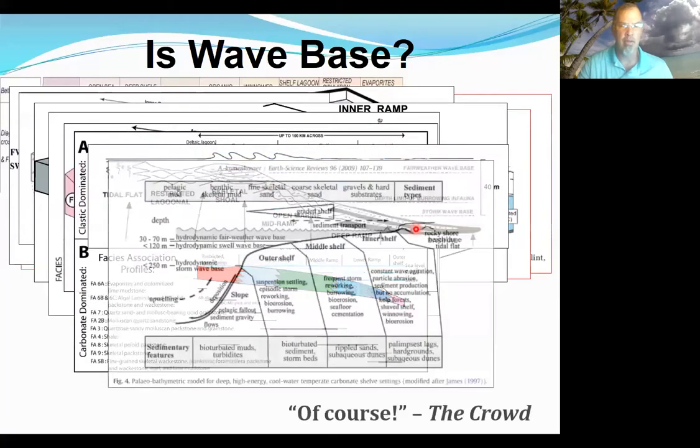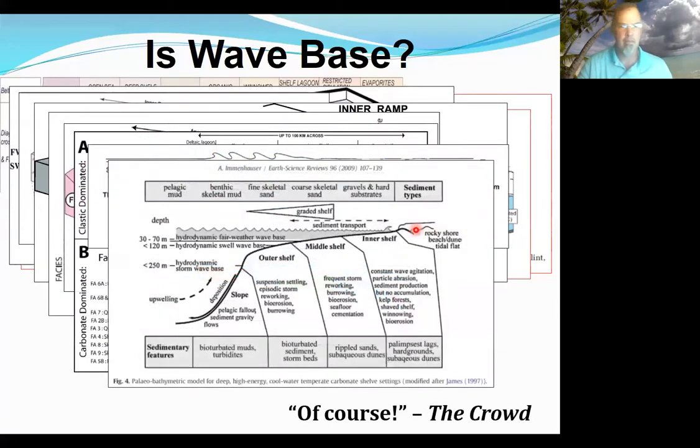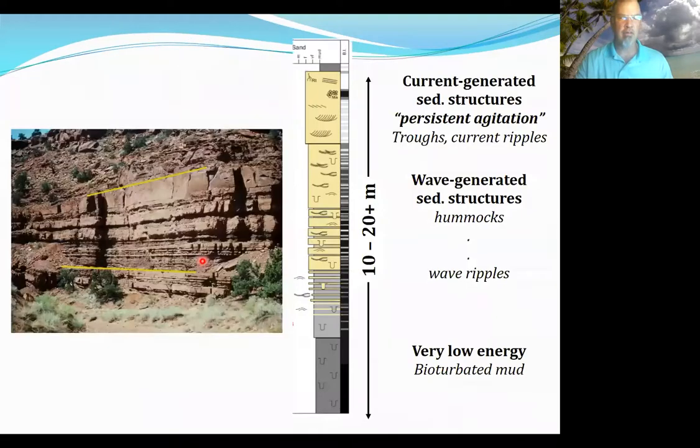So some folks, even Noel James, have this, so this is Adrian Immenhauser's stuff after Noel James. There's hydrodynamic wave base, hydrodynamic swell wave base, hydrodynamic storm wave base. So all kind of different, there's wave base for every occasion, as they say. Again, as a geologist looking at this, we commonly encounter things, and it's based on observations like this. Go to the outcrop. This is from the Book Cliffs, as I recall.